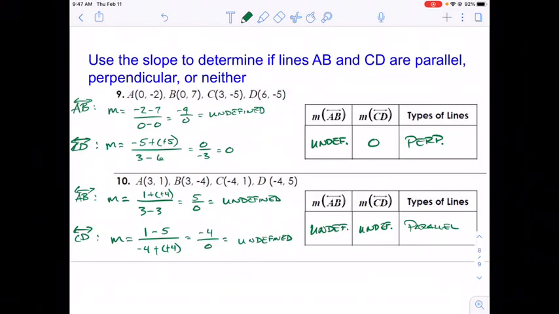For AB, the slope becomes undefined. For CD, it's going to be 0. So they are reciprocals of each other, which means one's a vertical line, one's a horizontal line, so they are perpendicular. And number 10, the slope of AB is going to be undefined. The slope of CD is also undefined, which means those are two vertical lines, and two vertical lines would be parallel. All right, so that concludes our lesson on parallel versus perpendicular when it comes to slopes.